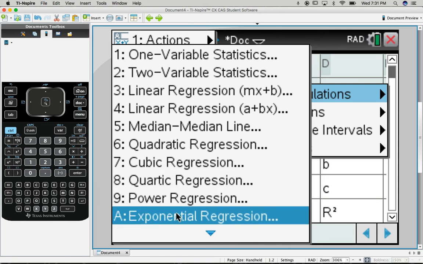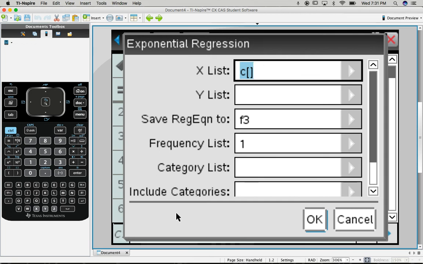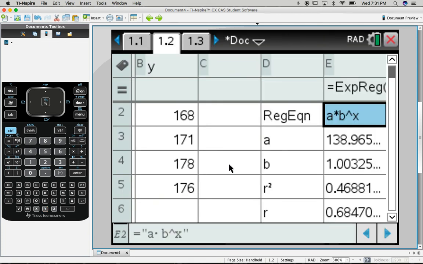We're in the exponential and logarithmic unit right now. X and Y are my input and output. Maybe this one's stronger. Let's see. It overwrote that quadratic that was up there before. And here's my equation: A times B to the power of X, where A would be 138.966 times 1.003 raised to the X power. This is my R squared value, and this is my R value.